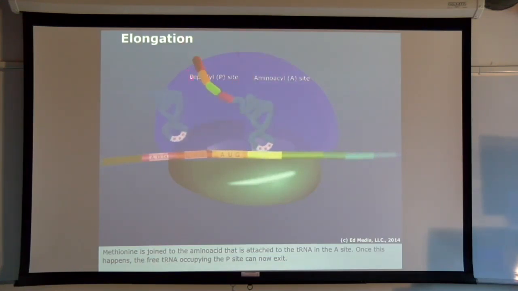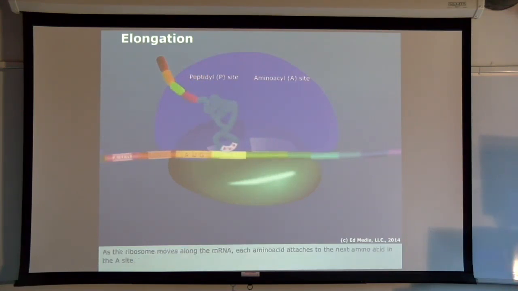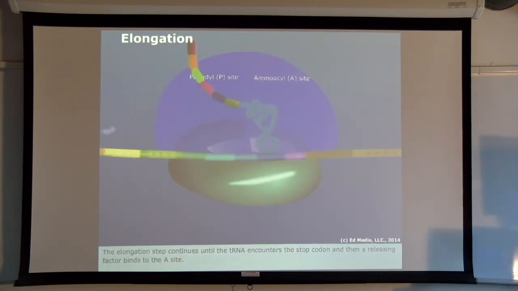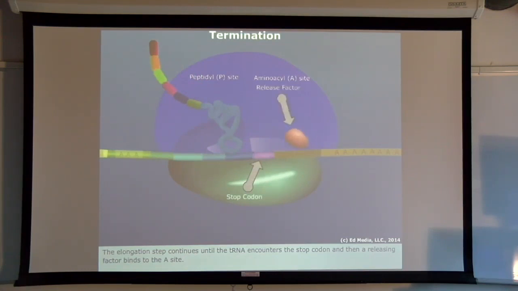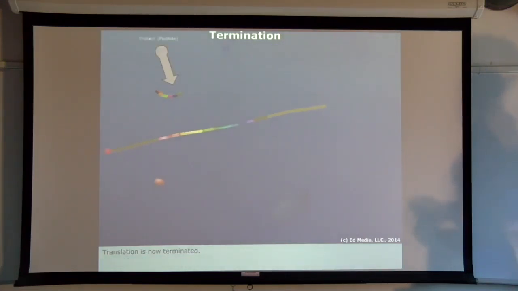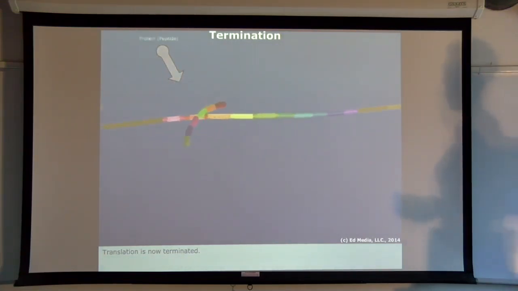The free tRNA occupying the P site is now exited. As the ribosome moves along the mRNA, each amino acid attaches to the next amino acid in the A site. The elongation step continues until the ribosome encounters the stop codon and then a releasing factor binds to the A site. Translation is now terminated. During termination, the ribosome dissociates and the newly formed protein is released.